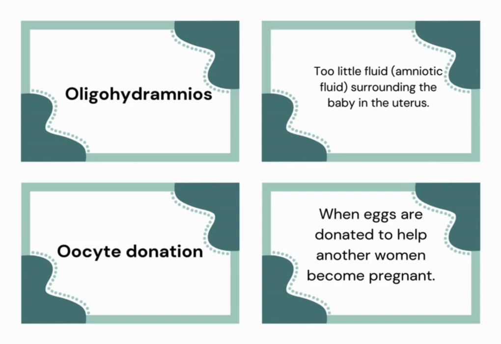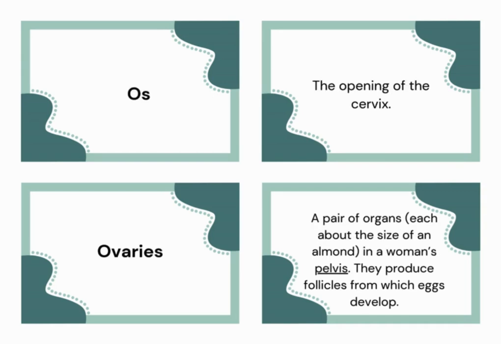Oligohydramnios, too little fluid, amniotic fluid, surrounding the baby in the uterus. Oocyte donation, when eggs are donated to help another woman become pregnant. Os, the opening of the cervix. Ovaries, a pair of organs, each about the size of an almond, in a woman's pelvis.